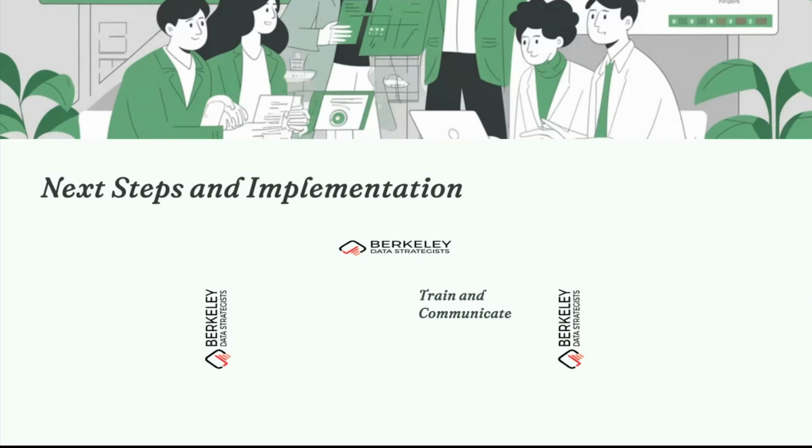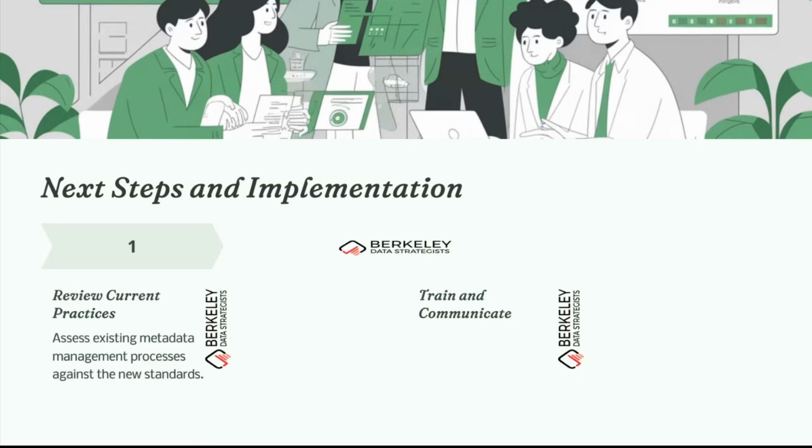Some of the steps that you need to take for starting and then implementing metadata management: first, review the current practices. So what is happening in the organization at the moment, right? Assess any existing metadata management process against the standards. So you set the standards, you have your key controls, assess against them. That's what will give you the deltas. You see what I mean?